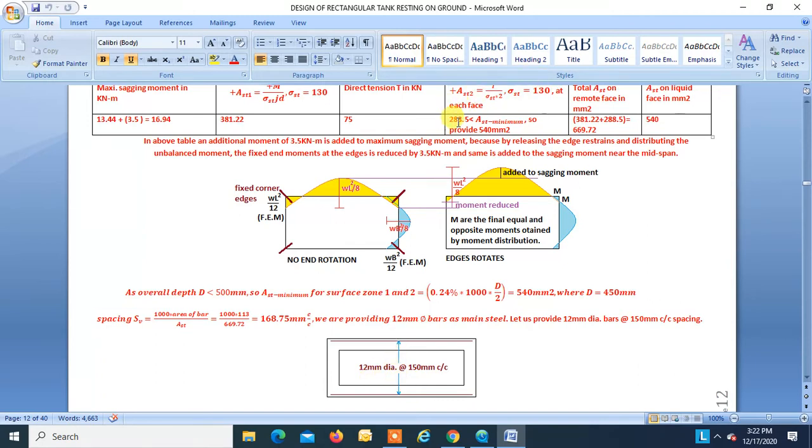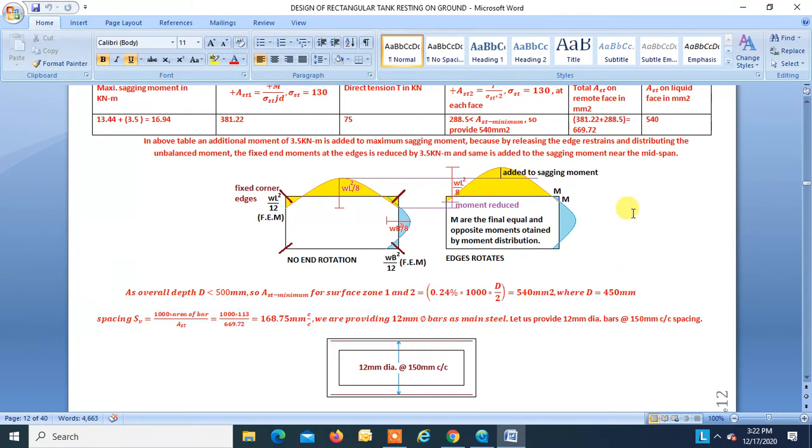But this is less than minimum, so we will provide this on this phase and on this phase. Okay, so this is the total moment for which the horizontal steel has to be provided on the outer face. So 669.72, finding the spacing using 12 dia bar, the spacing is found to be 168.75. So we will provide 12 at 150.